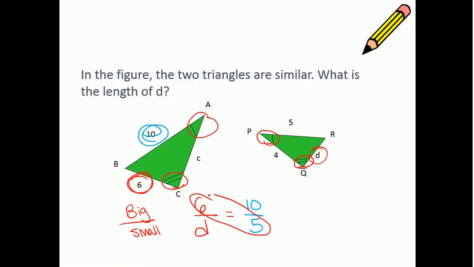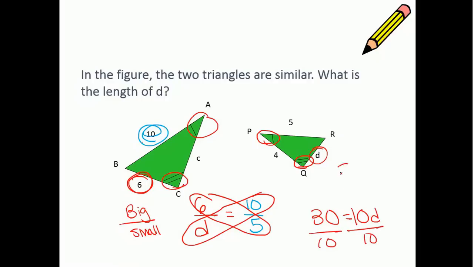Let's find D. So 6 times 5 is 30. 10 times D is 10D. Let's divide here by 10. And I will get 3 equals D. I have found the side of my triangle that is missing. Now, be very careful when you have two shapes that are not in the same direction, I guess, if you want to call it that. You need to make sure you pay attention to what side matches to who.